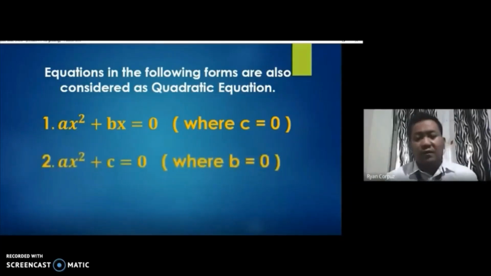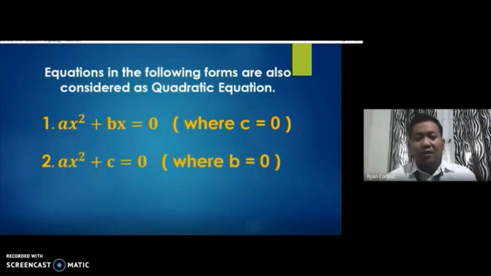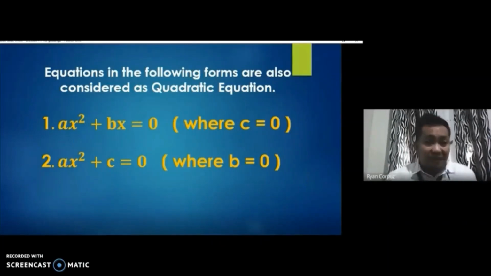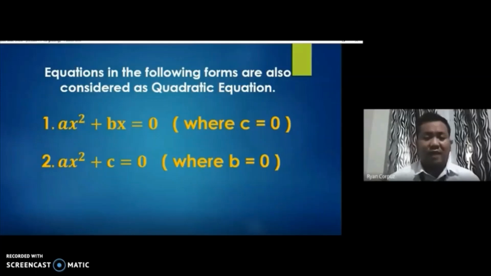Second, the equation in the form ax squared plus c is equal to 0. In the second equation, b is equal to 0. So this time you do not have a linear term. But even though you do not have a linear term, as long as the quadratic term is there, we can still consider that as a quadratic equation.